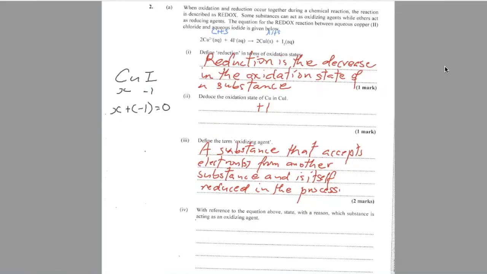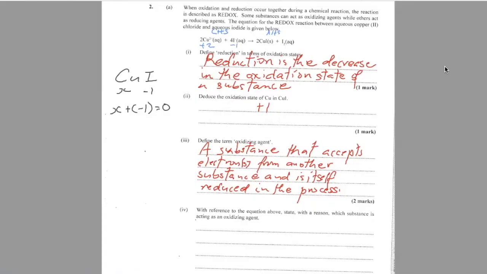And then from our definition above in part 1, we said that reduction is a decrease in the oxidation state, and the oxidizing agent is itself reduced. So we're looking to see which species would have experienced a reduction in its oxidation state. So we have Cu2+, so the oxidation state would be +2. We have 4I-. The oxidation state for the iodide there is -1.